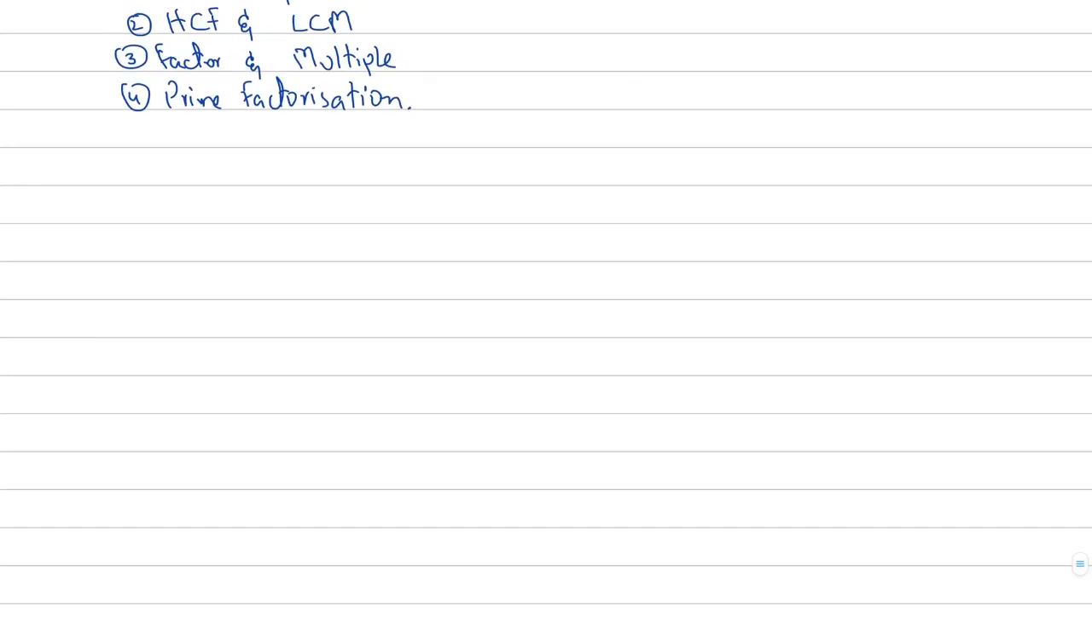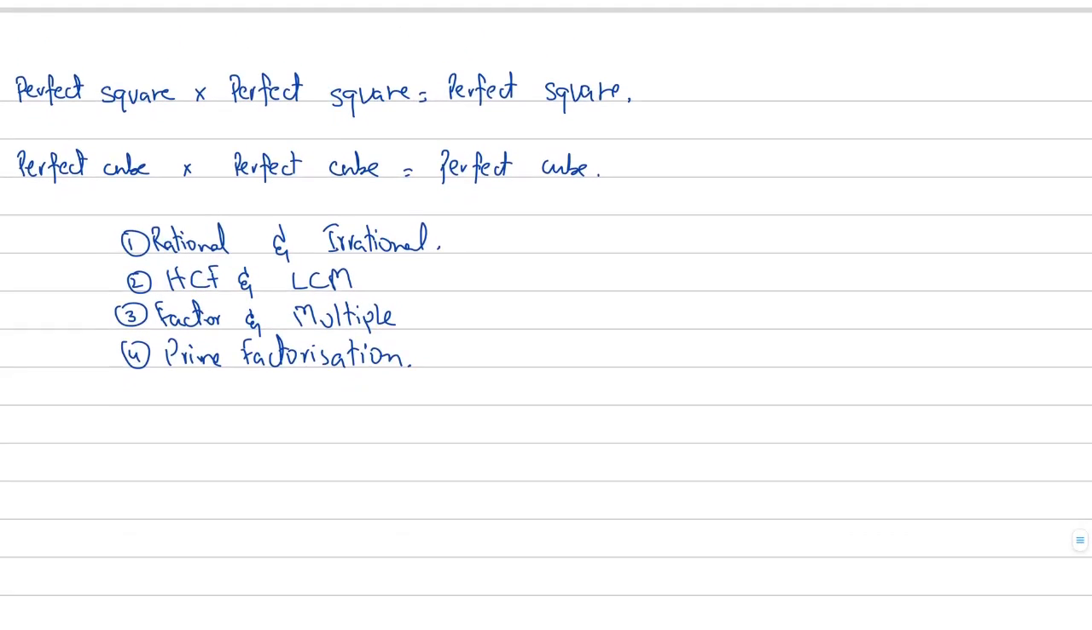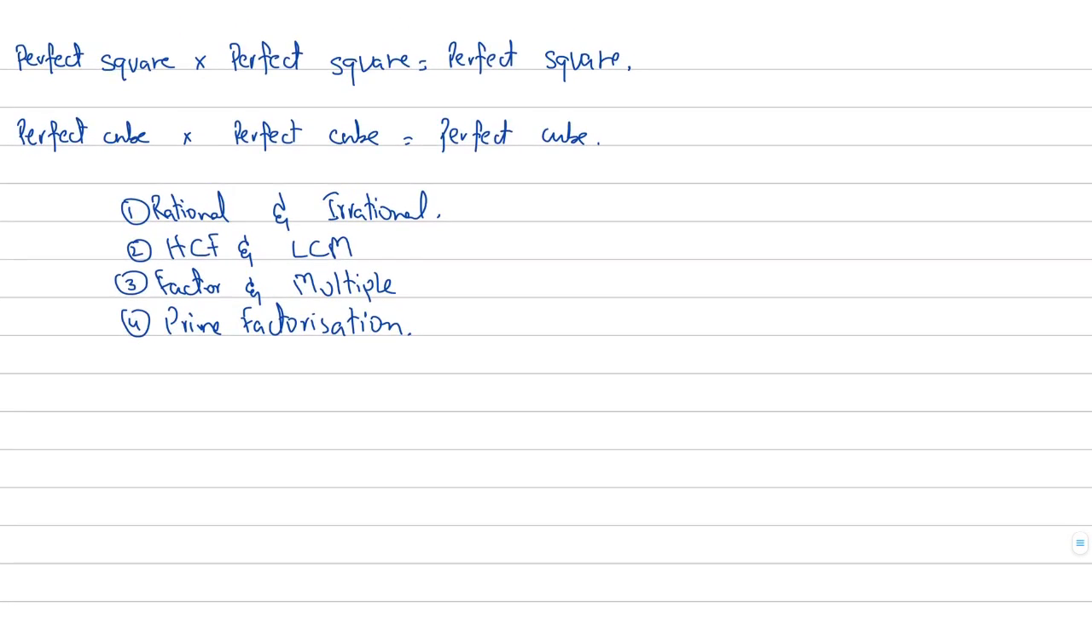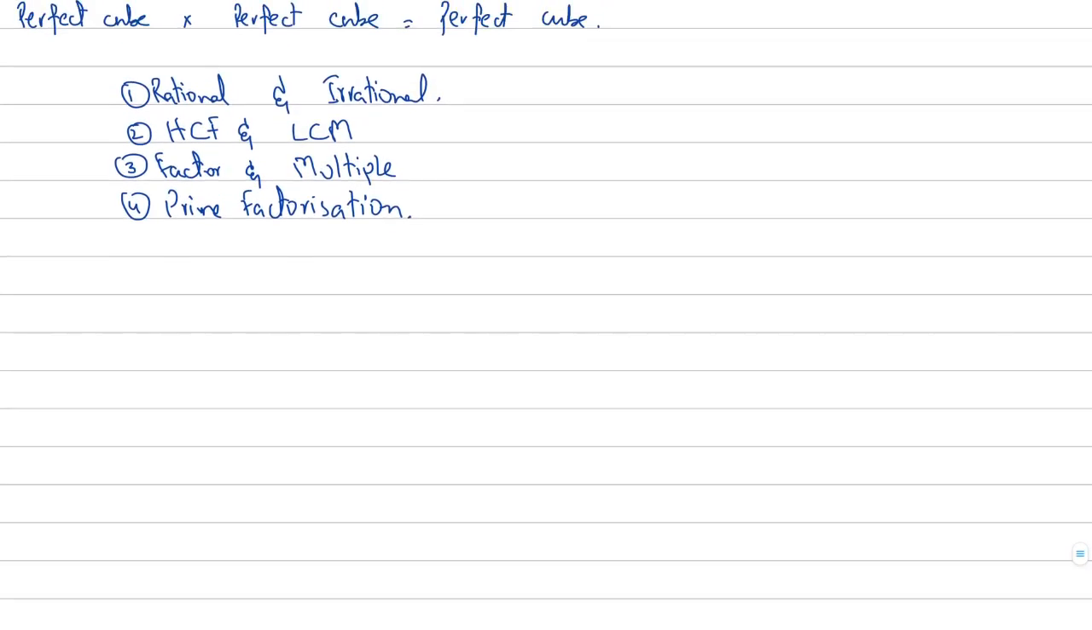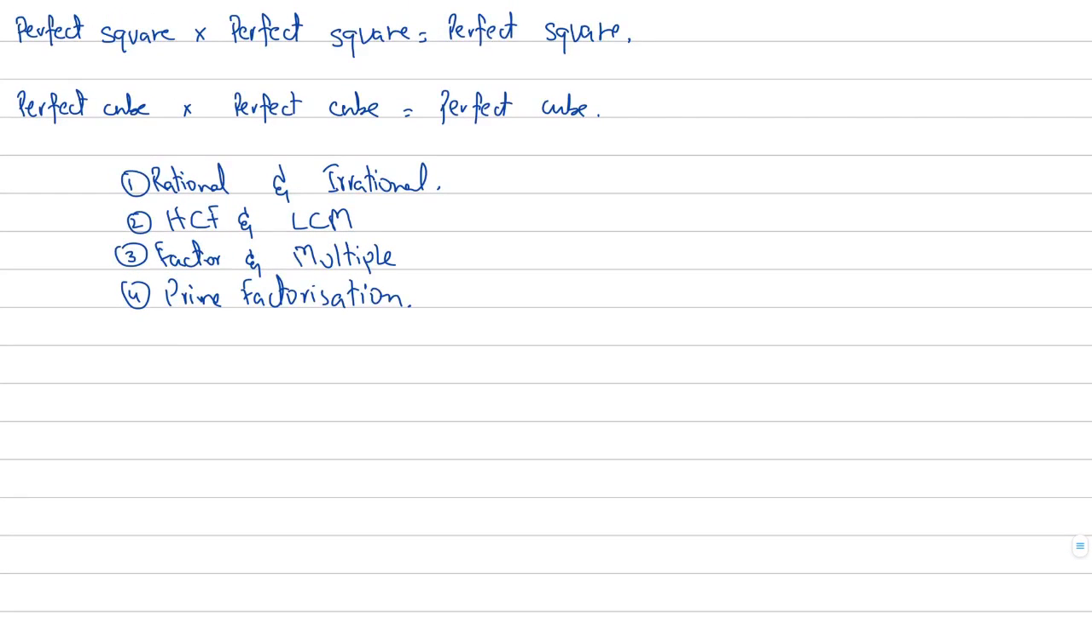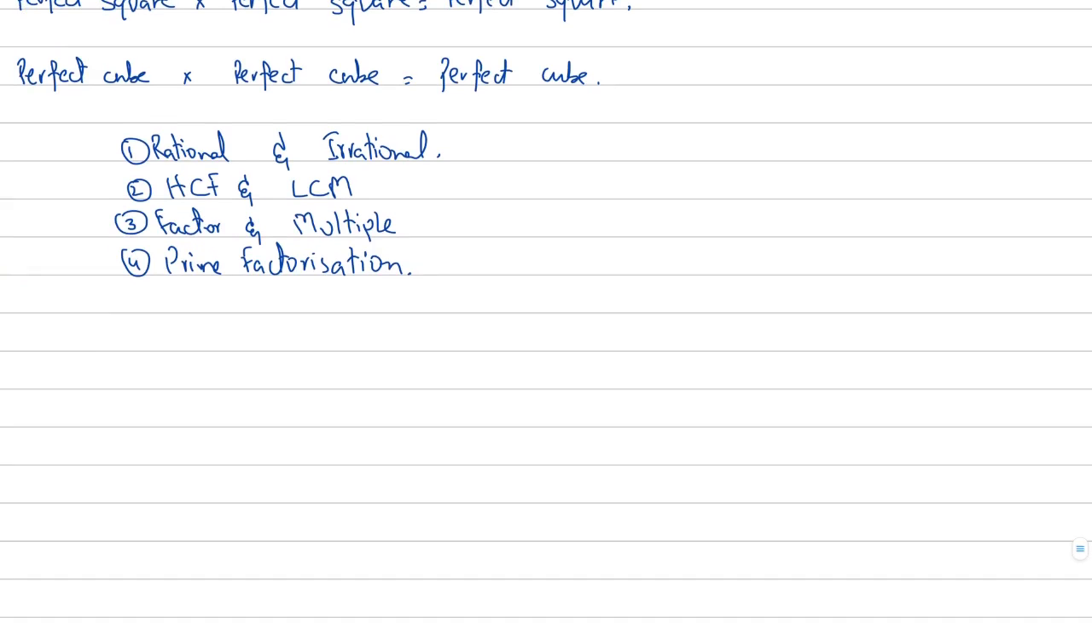Okay, so this video is exclusively for October-November crash course students, and as you may remember, in yesterday's class we did till LCM and HCF, and we also learned how to write a number as a product of its prime factorization. And जाते जाते I told you that perfect square times perfect square gives you a perfect square, and perfect cube times a perfect cube gives you a perfect cube. So that's where we're going to pick up from today.